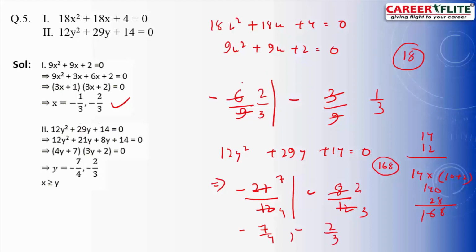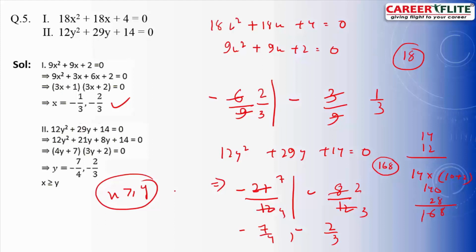Now compare each value of x with each value of y. So we will get x greater than or equal to y. First compare this with this: it is greater, this with this equal, this with this greater, this with this greater. So we will get x ≥ y. So let us proceed to the next equation, that is the last equation.